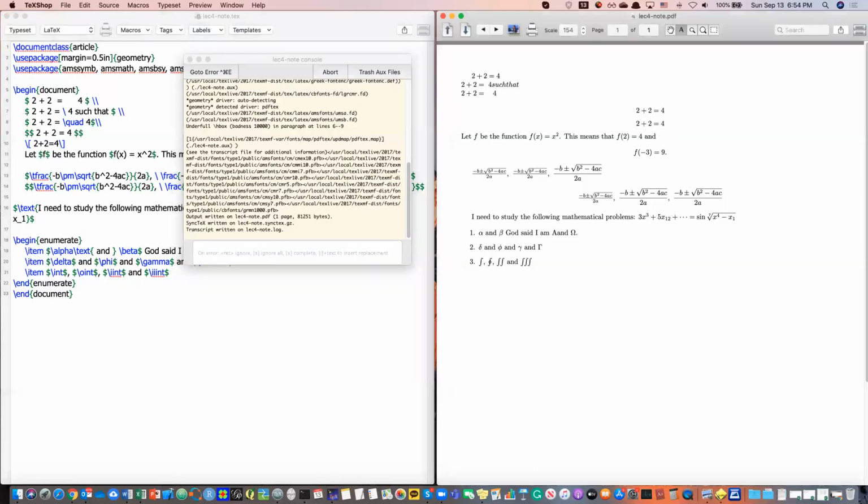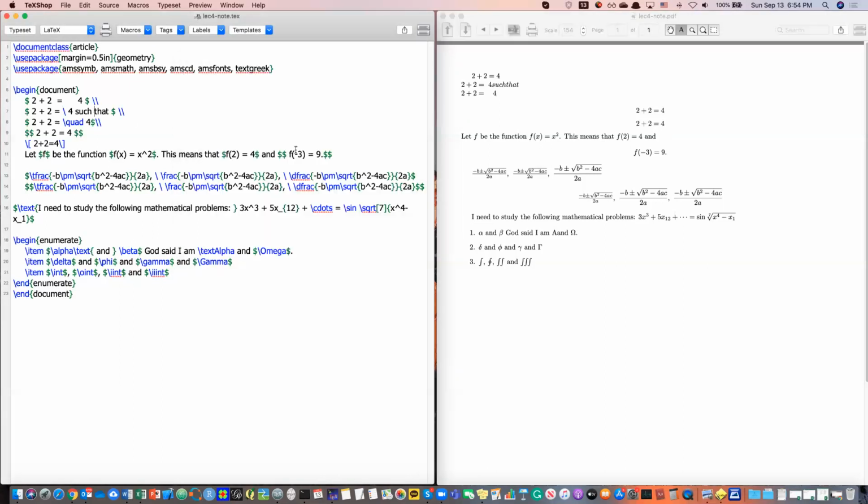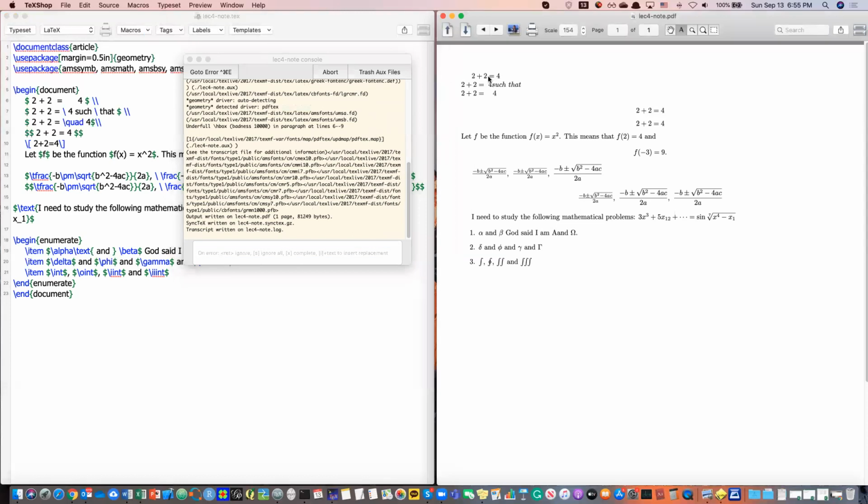What happened? Since I didn't use the backslash, even though I put the space right here, look at this, we didn't get the space between "such" and "that". So keep in mind, in math mode, within the dollar symbol, the space doesn't mean an actual space. If you want to put a single space, you have to put one backslash. Then you get this "such that", right?